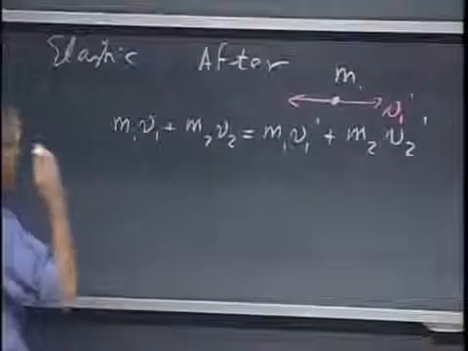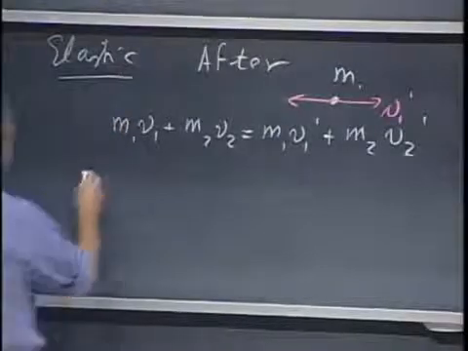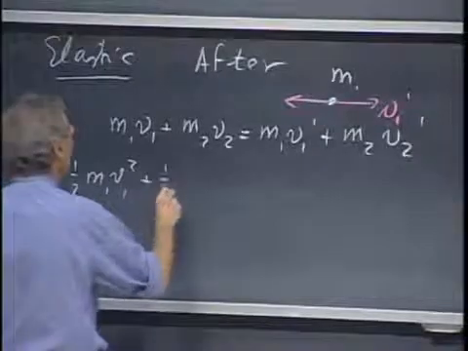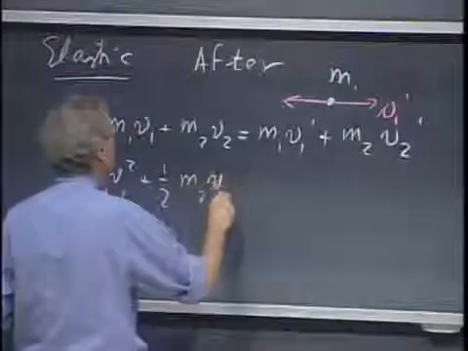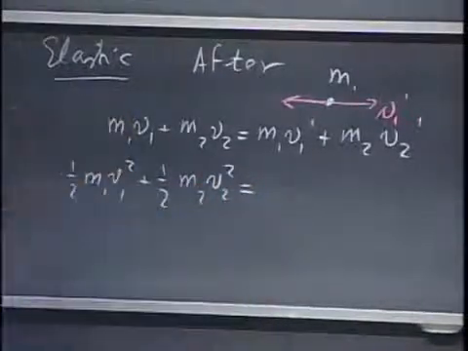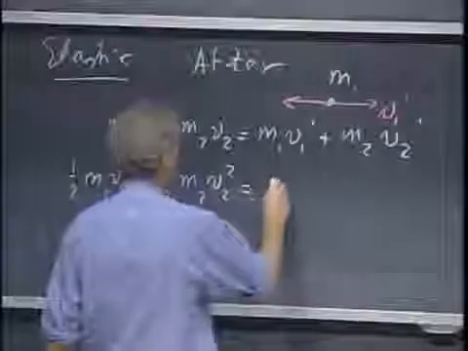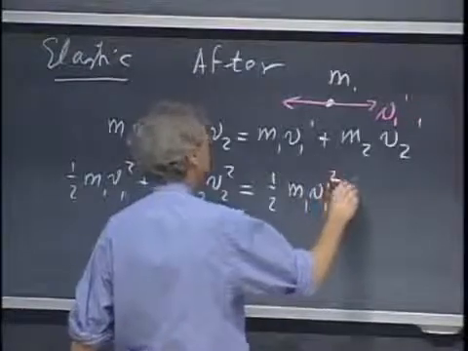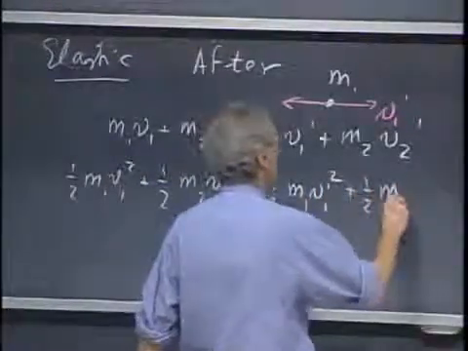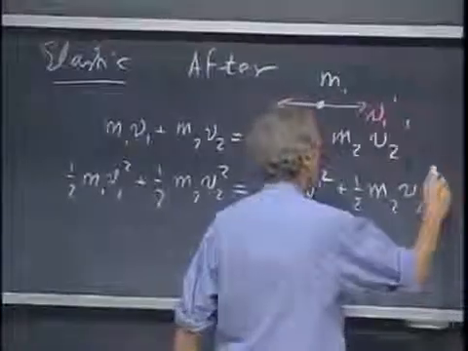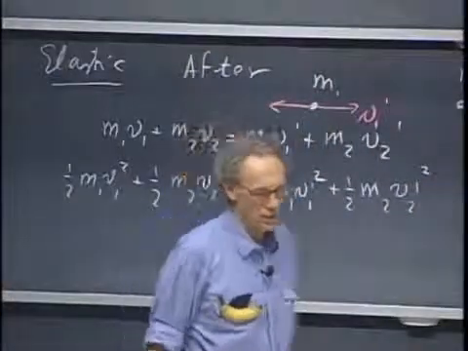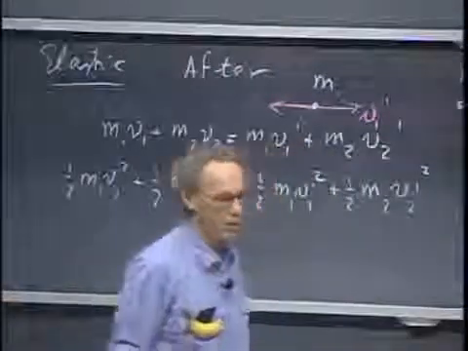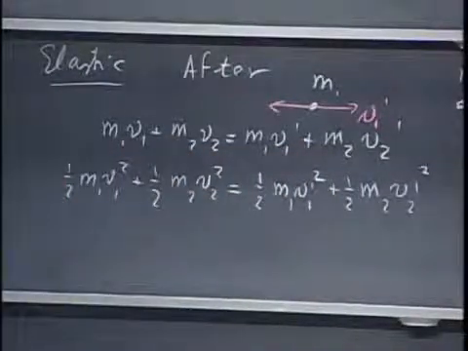Now we get the conservation of kinetic energy, because we know it's an elastic collision. 1/2 m1 v1 squared, 1/2 m2 v2 squared. That's before the collision. After the collision, 1/2 m1 v1 prime squared plus 1/2 m2 v2 prime squared. Two equations with two unknowns, and in principle you can solve for v1 prime and for v2 prime, except that it could be time consuming.